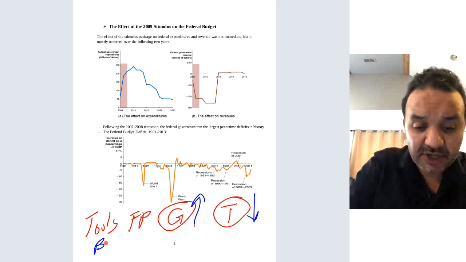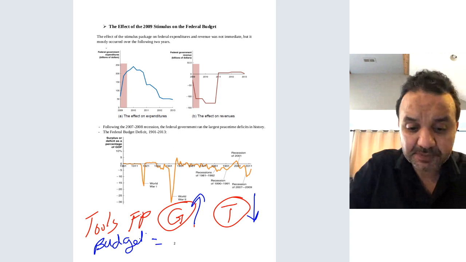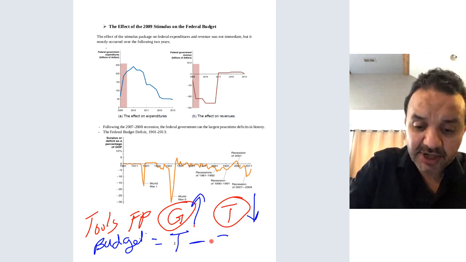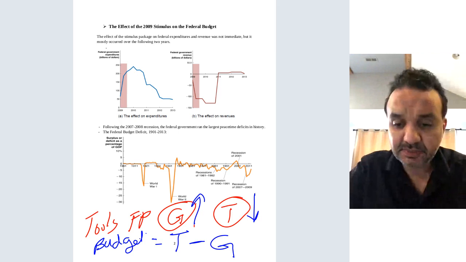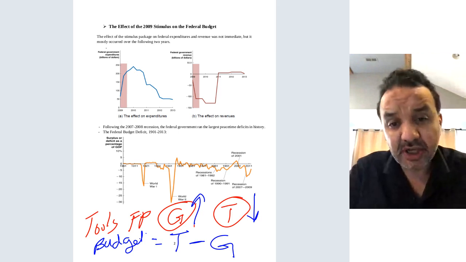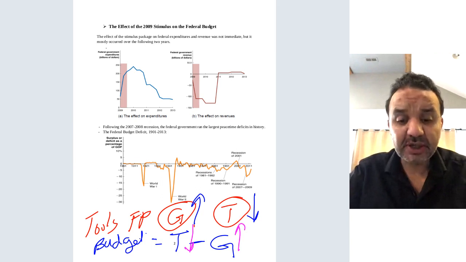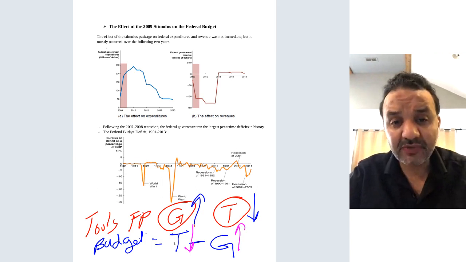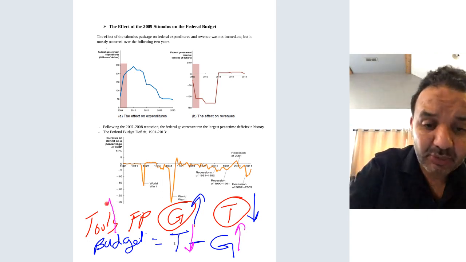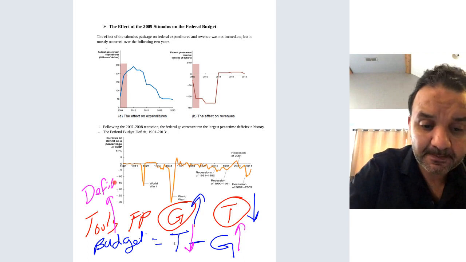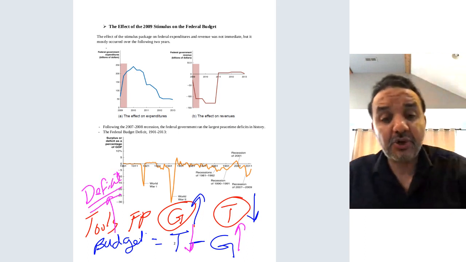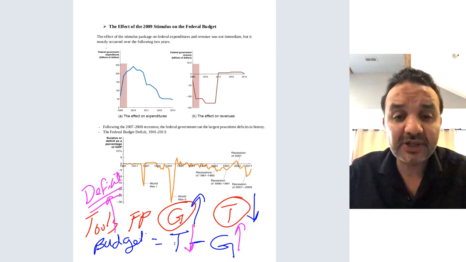And if I want to write down again the formula for the federal budget, it's tax minus government spending. So if we start an expansionary fiscal policy by cutting taxes and increasing spending, we should expect that one of the most important consequences is that we will end up with a deficit. So a budget deficit is a natural outcome of an expansionary fiscal policy.